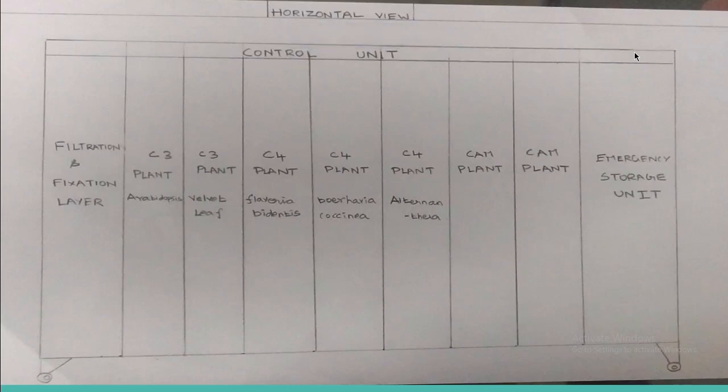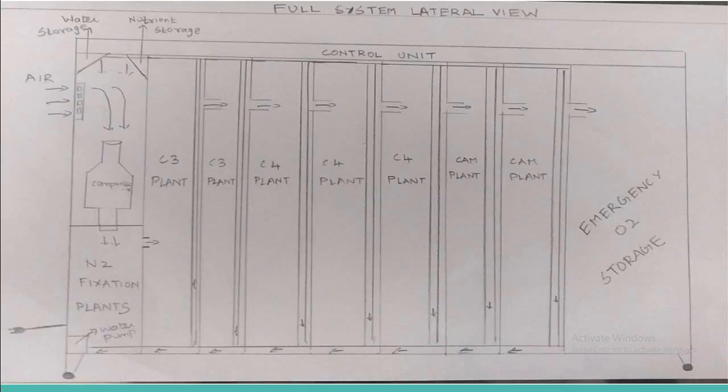Okay, this is our structure of the system. Basically, we have different containers, and here we have two C3 plants, two C4 plants, and three C4 plants and two CAM plants. Next slide.